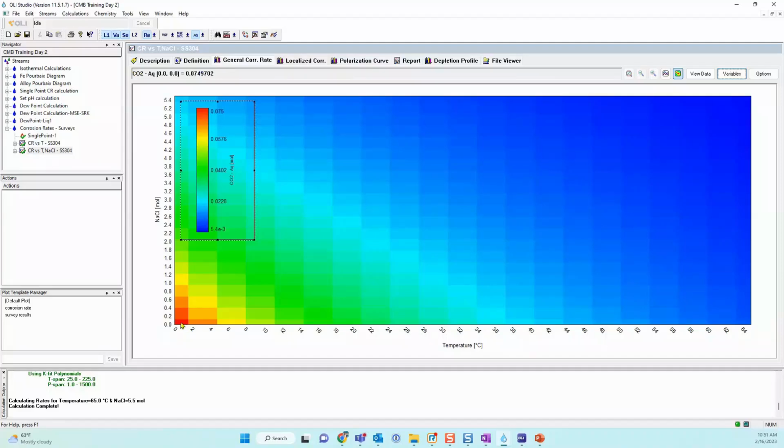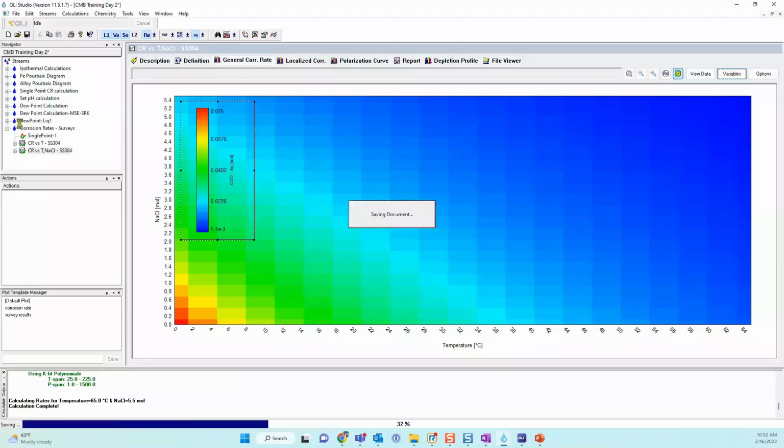So all of these insights you can get and understand what could be happening in the bulk chemistry that can cause an impact on the corrosion rates of the alloy. Any questions about this? Easy, right? Easy peasy.